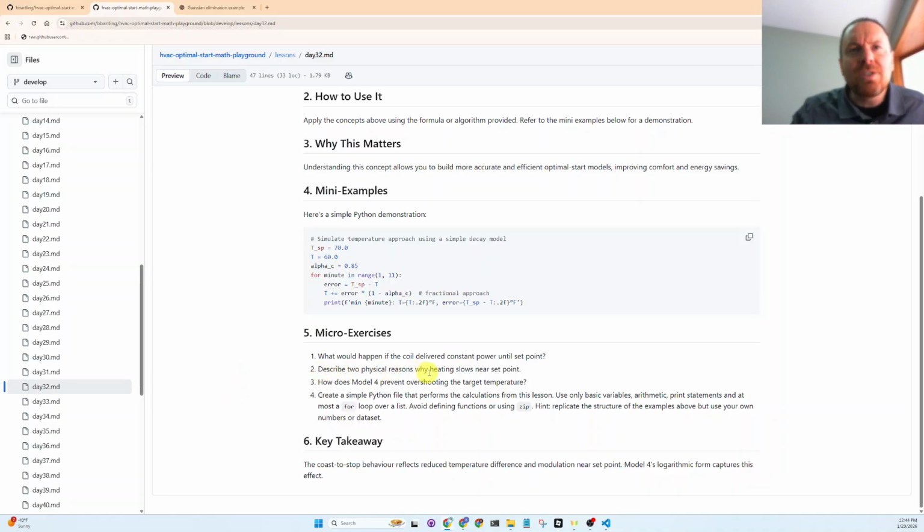Describe two physical reasons why heating slows near set point. So, two physical reasons. That was a really good question, how to describe that.